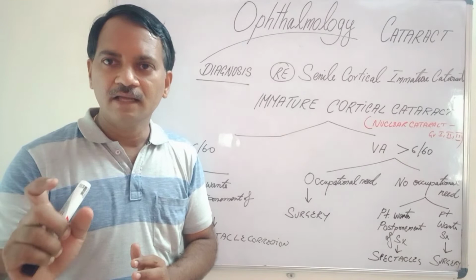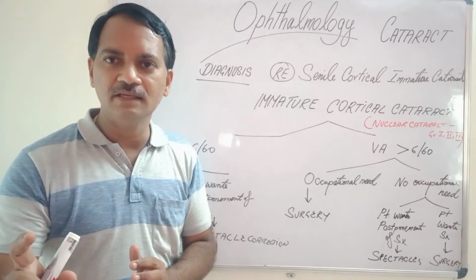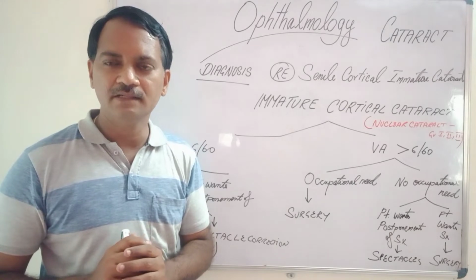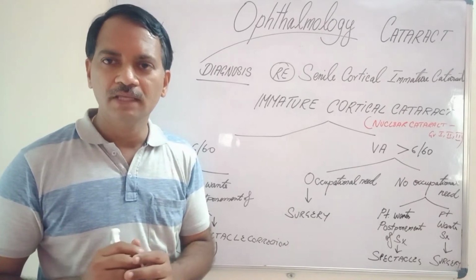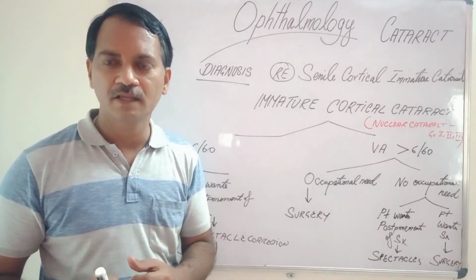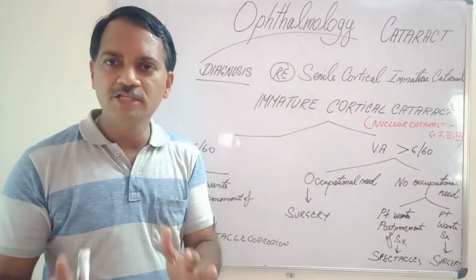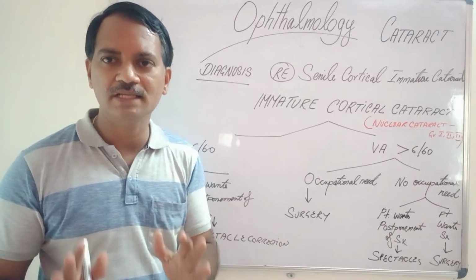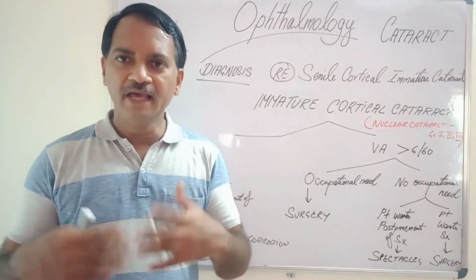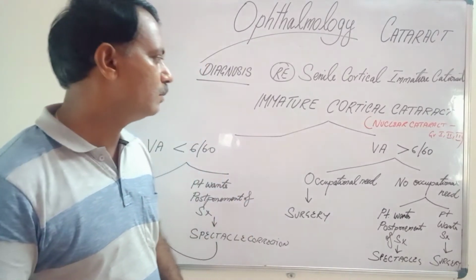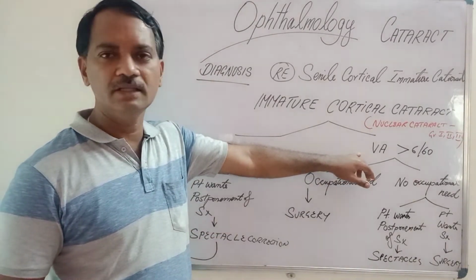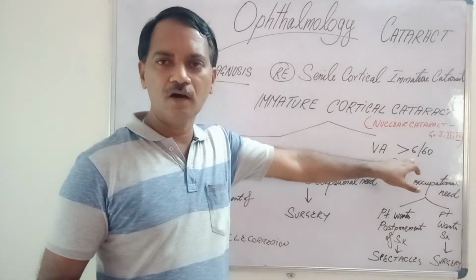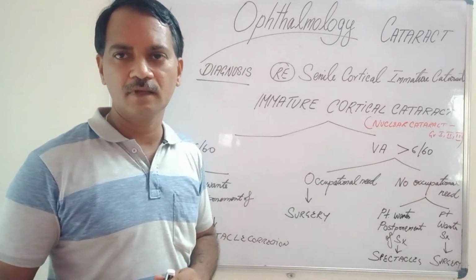A vision less than 6/60 is called as economic blindness. The patient will not be able to earn his livings. So, it is advised to operate a patient whose visual acuity is less than 6/60. We have another situation now where the visual acuity in the immature cataractous eye is better than or more than 6/60. What should we do?